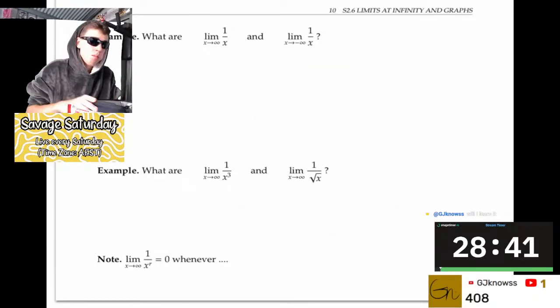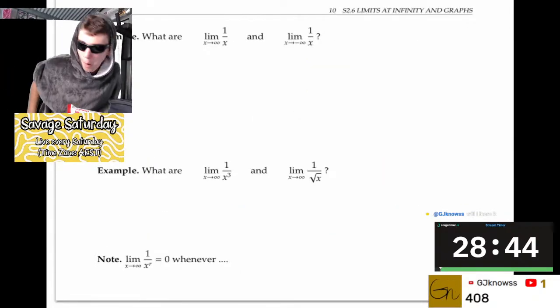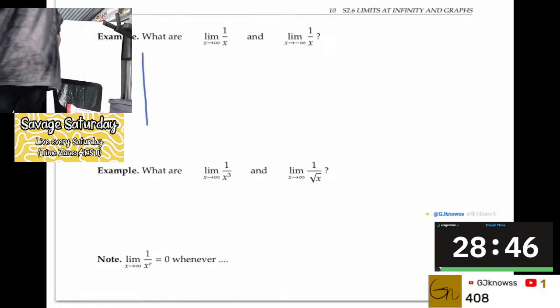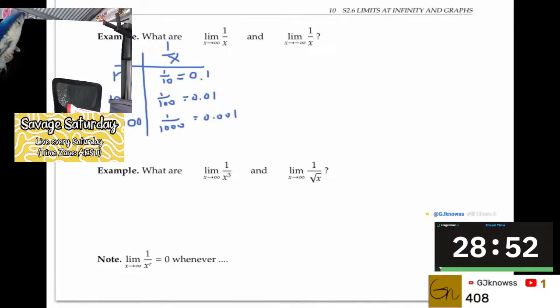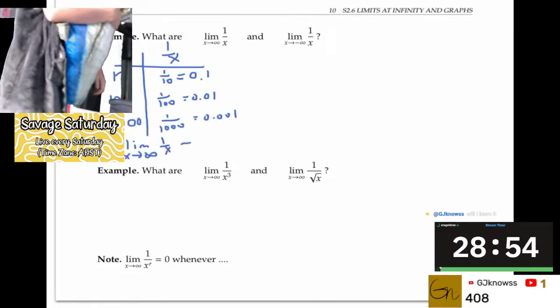Finally, let's look at some limits at infinity of functions without looking at their graphs first. To find the limit as x goes to infinity of 1 over x, let's think about what happens to 1 over x as x gets bigger and bigger through positive numbers. As x gets bigger and bigger, 1 over x gets smaller and smaller. So the limit as x goes to infinity of 1 over x equals 0.